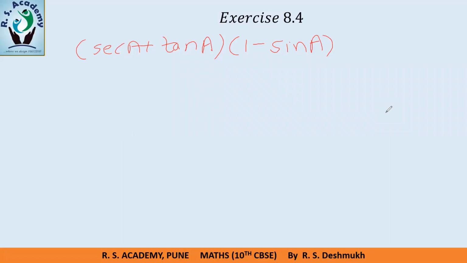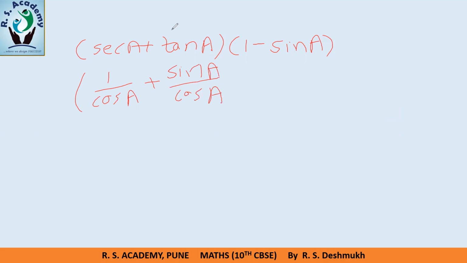Sec a plus tan a into 1 minus sin a. Prove that it is equal to cos a. Just see here, what is sec? Sec is nothing but 1 upon cos. So I write here 1 upon cos a plus sin a upon cos a into 1 minus sin a.